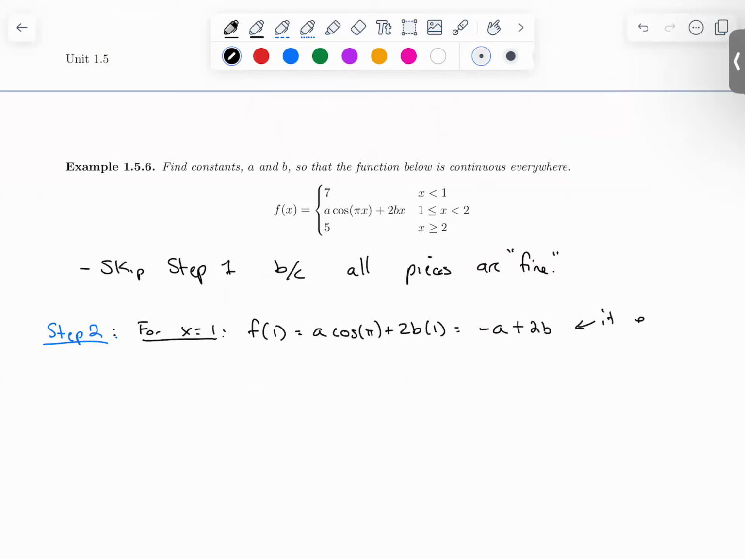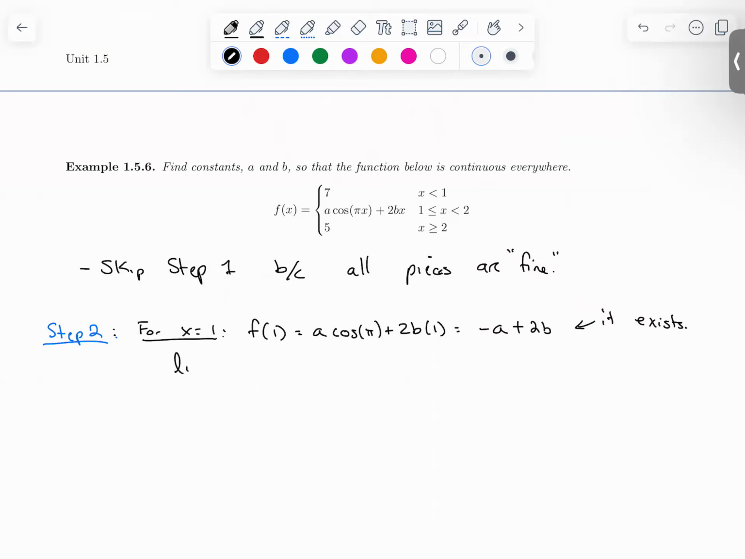It exists. We don't know what it is yet because we don't know what a and b are, but a and b are just numbers. So maybe a is 1 and b is 5. Then -1 plus 2 times 5 is 9. It exists. We don't know what the number is yet, but we do know that it is a finite number. We didn't divide by 0. We didn't take the square root of a negative number or anything like that. Because a and b are just numbers, it exists.